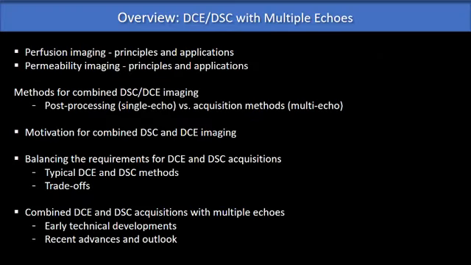So just to give a brief overview of what I'm going to talk about today, I'm going to start with some of the background information, just to get us all on the same page. And then I'm going to talk about post-processing versus acquisition methods for doing this. And then I'm really going to go into the motivation for why we want to do this. And then I'm going to get to the real meat of the presentation, which is how do we balance the separate requirements for DSC and DCE, and then follow that up with some of the historical background and then more of the recent advances that we're all interested in.